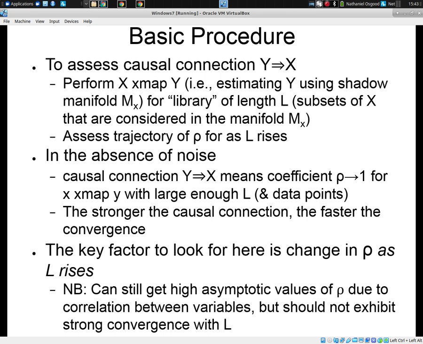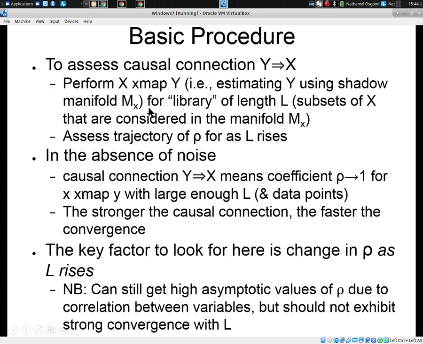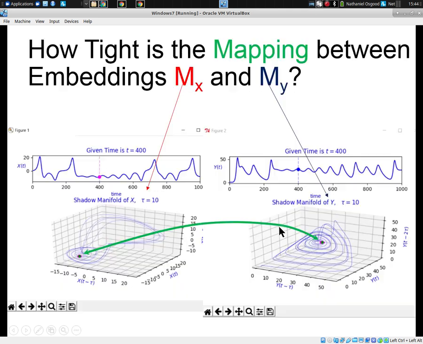Okay. So what's the basic way that we use this method? Well, to assess a causal connection between Y and X, just as on the board there, what we do is we perform what's called X cross map Y. So basically, we reconstruct a shadow manifold from X for a library of length L. And we consider it for different L's, and we consider how rho rises. Okay? And in the absence of noise, Y driving X will mean the coefficient rho approaches 1 with large enough L. And the stronger the causal connection, the faster the convergence.